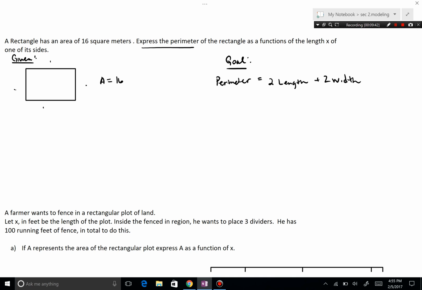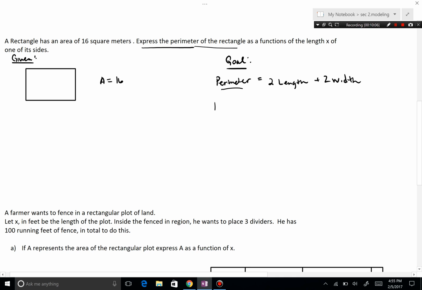So somewhere along these lines, we're going to have to take our time and make sure that we understand what the variables stand for. So try not to introduce variables unless you absolutely have to, because you never know. We haven't finished reading the problem. One of these variables might be labeled something, okay? So express the perimeter of the rectangle. Okay, that's what this is. That's the goal. As a function of length x of one of its sides.